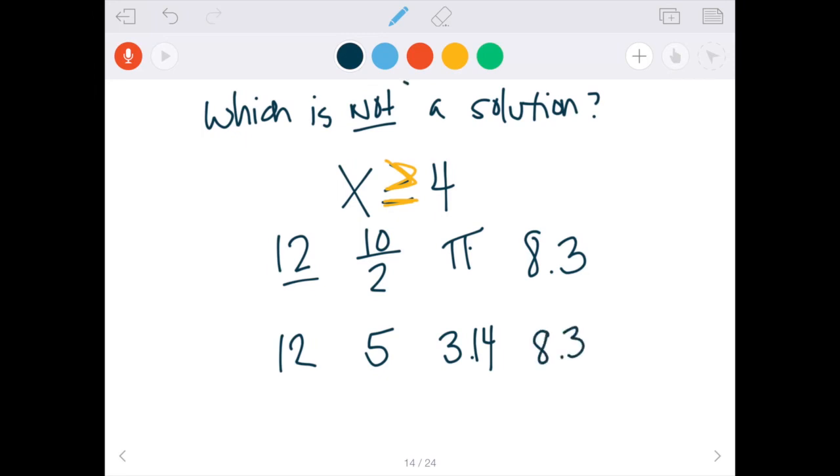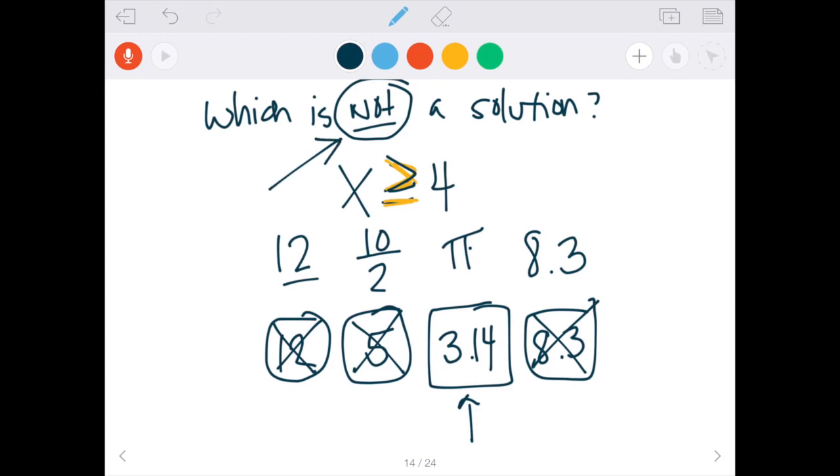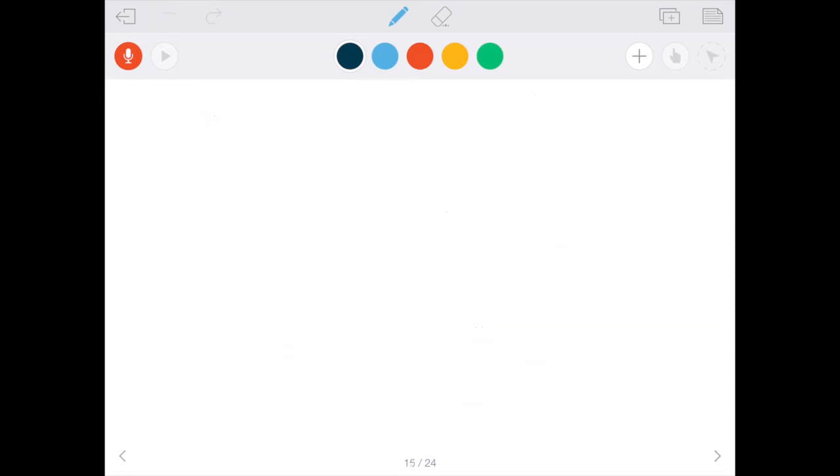So which one is not a solution? So which one is not greater than 4? 12 is greater than 4, so that's not it. 5 is greater than 4, so that's not it. 8.3 is greater than 4, so that's not it. 3.14 would be your answer. So you have to read carefully to see if they're giving you a not solution, okay? And then let me show you one other type of problem that you might get.